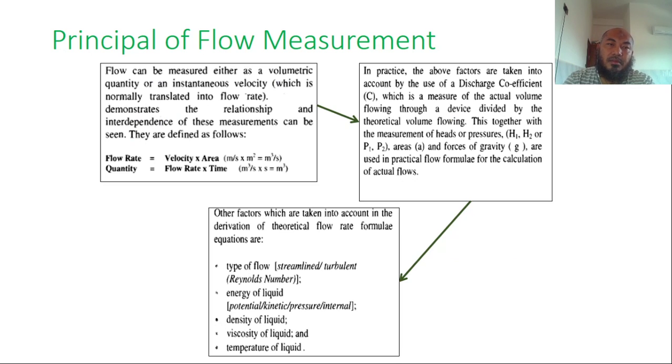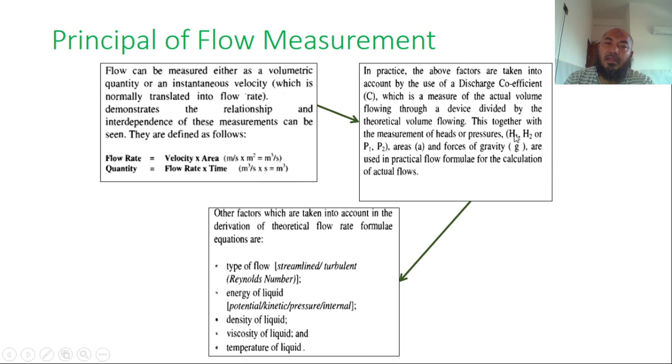Okay, so for flow measurement. Flow measurement is important in wastewater to control the flow into the treatment plant. Flow can be measured either as a volumetric quantity or instantaneous velocity, which is normally translated into flow rate. So here the flow rate is equal to velocity multiplied with area. Quantity is flow rate multiplied by time.